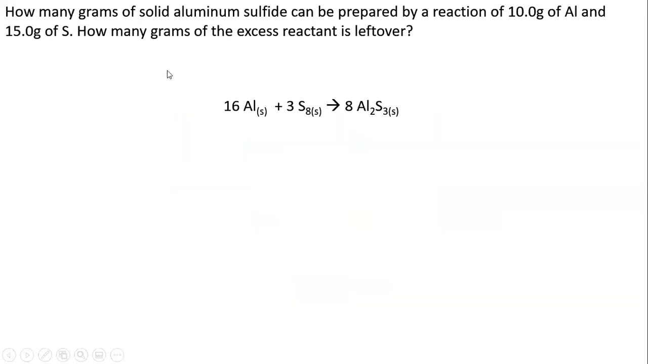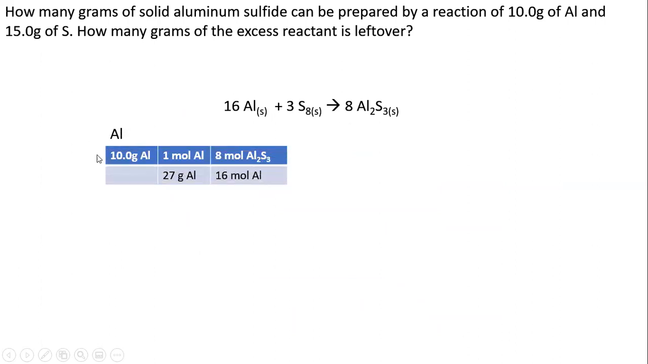So again, the balanced chemical equation, remember sulfur is octaatomic. It's an 8-membered ring sulfur molecule. So you need a balanced equation so that you can get the mole ratios of each. We're going to first convert mass to moles. So here you notice we start with 10 grams of aluminum.